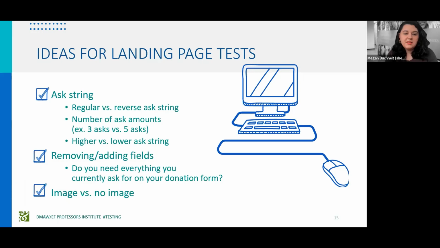For landing page tests, a few things that we always recommend testing include the ask string, which is the suggested donation amounts that are on the top of the donation form, or in the mail on the top of a reply form, that just help shape donor giving behavior. So there are a lot of different things that you can test with an ask string.